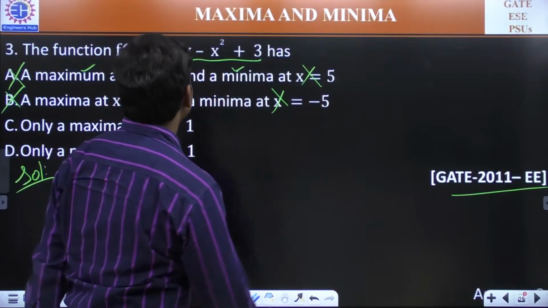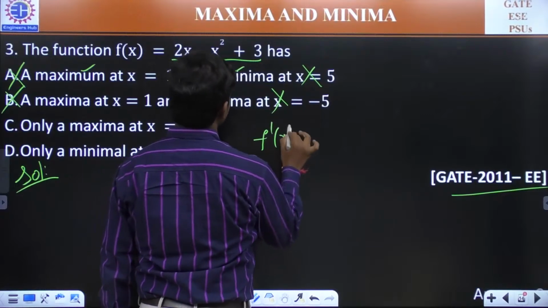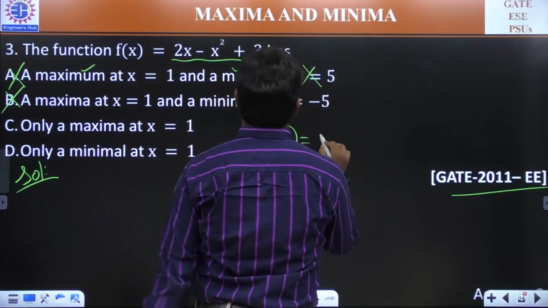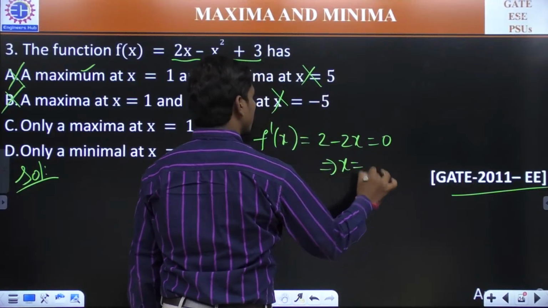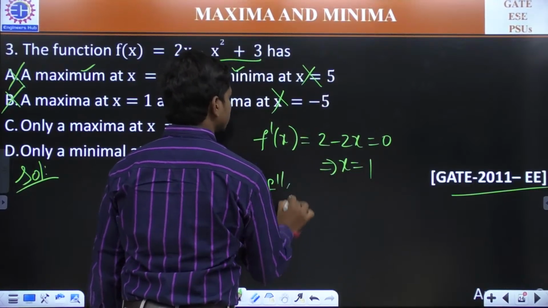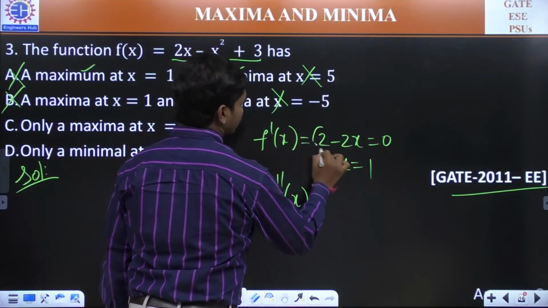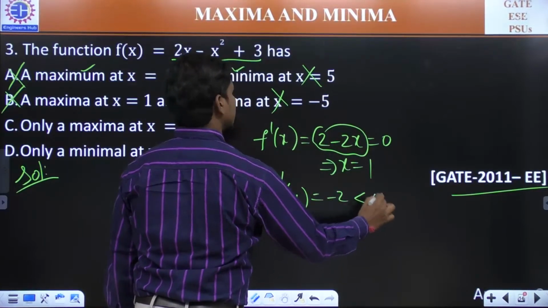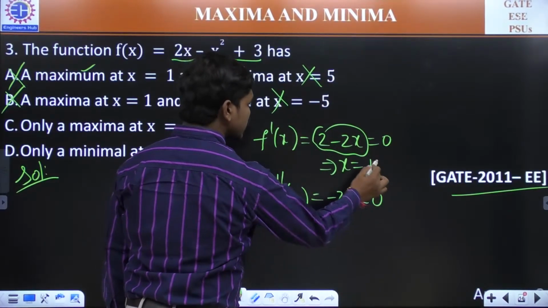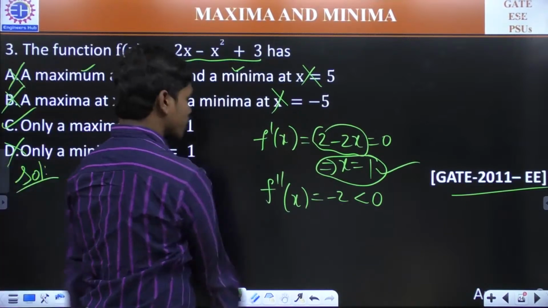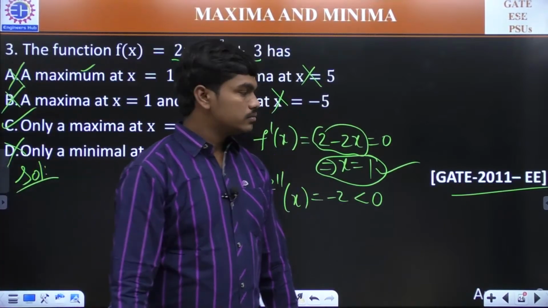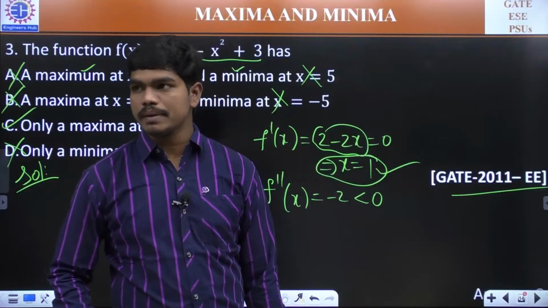Next, now let us work it out. What is f dash of x? 2 minus 2x is equal to 0. So this implies x is equal to 1. And f double dash of x, if you calculate the derivative of this, is minus 2, which is less than 0, which means this function f of x has a maximum at x is equal to 1. That's it. Clear? It was asked in 2011 for JEE people.